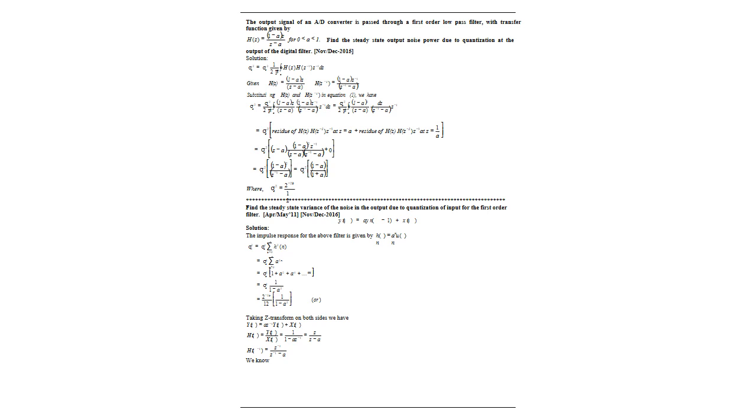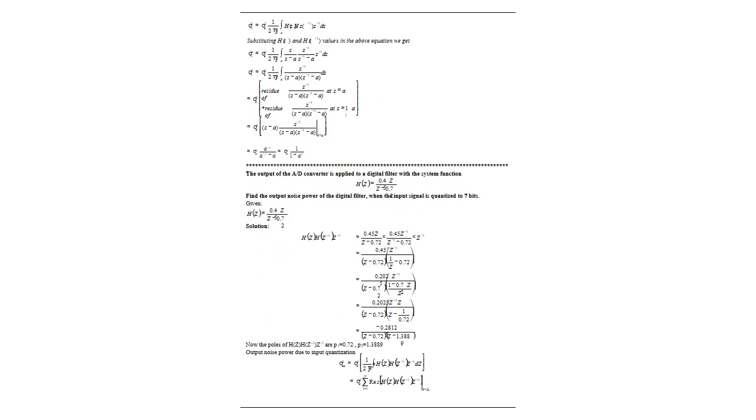So we know that sigma e squared is equal to sigma e squared into 1 by 2 pi j closed integral h of z into h of z inverse into z inverse dz. Substituting h of z and h of z inverse values in the above equation, we get sigma e squared is equal to sigma e squared into 1 by 2 pi j closed integral z by z minus a into z inverse by z inverse minus a into z inverse dz. So that is sigma e squared into 1 by 2 pi j closed integral z inverse by z minus a into z inverse minus a dz.